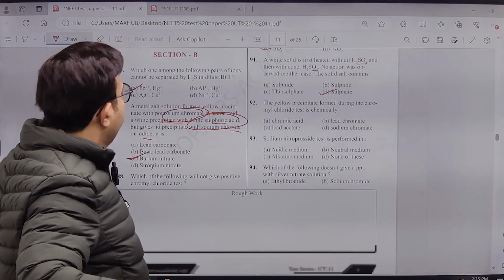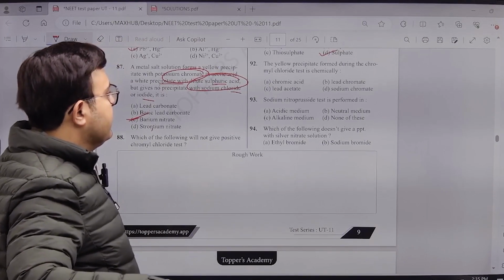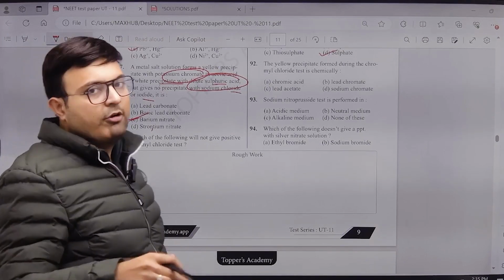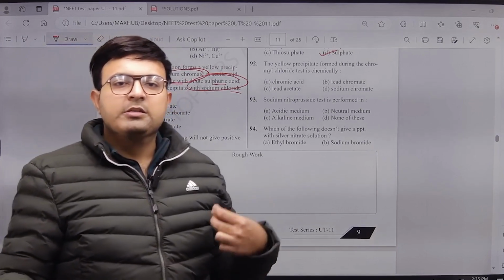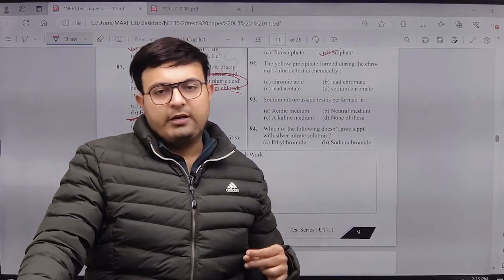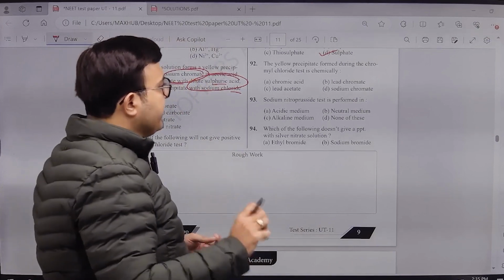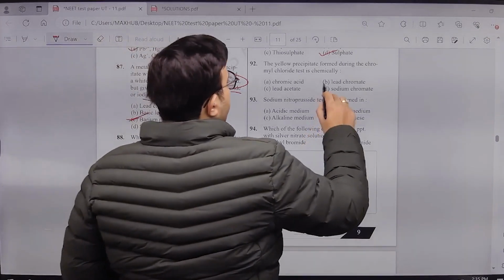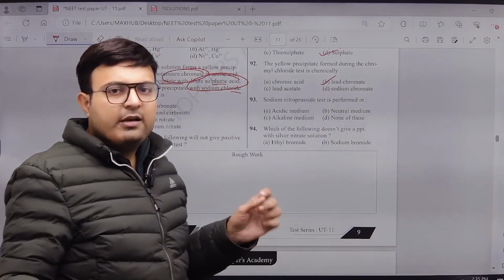Next question. The yellow precipitate formed during the chromyl chloride test is chemically, as I've already told you, after formation of chromyl chloride, you convert it first into sodium chromate and then into lead chromate by adding lead acetate in the last step. So the yellow PPT given is of lead chromate. You add lead acetate and you get lead chromate.